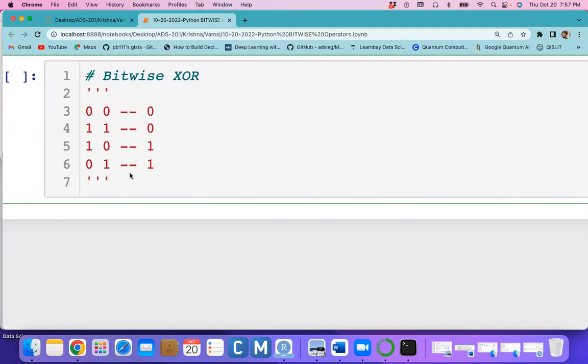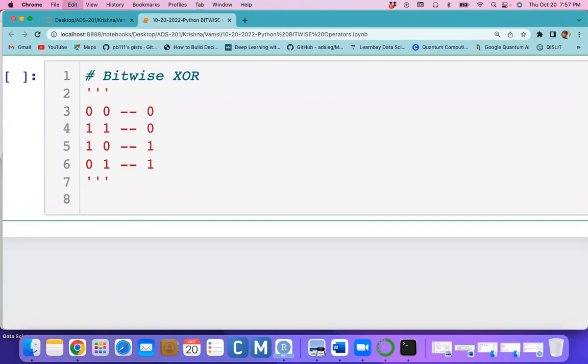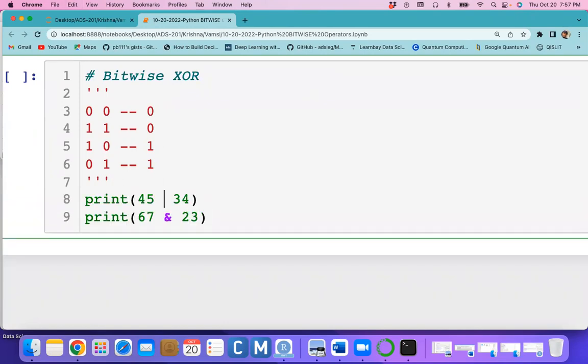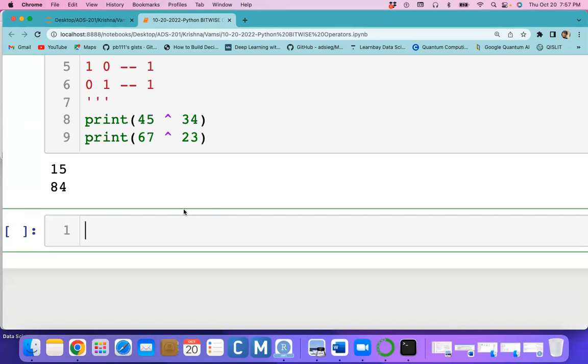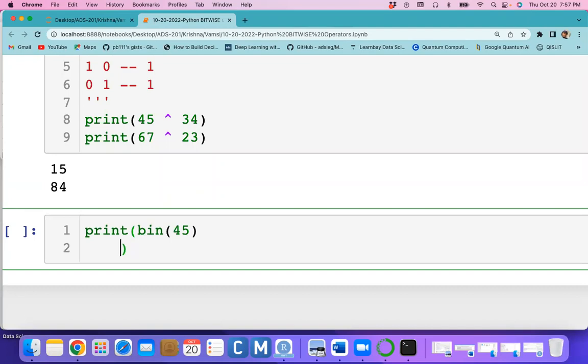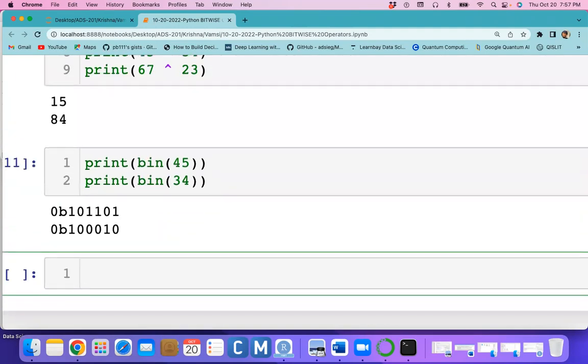For example, just apply the XOR operation on 45 and 34. Here we are getting 15 and 84. How are we getting the 15 and how are we getting the 84? So my binary number for 45, I have to get from the bin function. Meanwhile, I get the binary for 34. Then I apply the XOR operation.